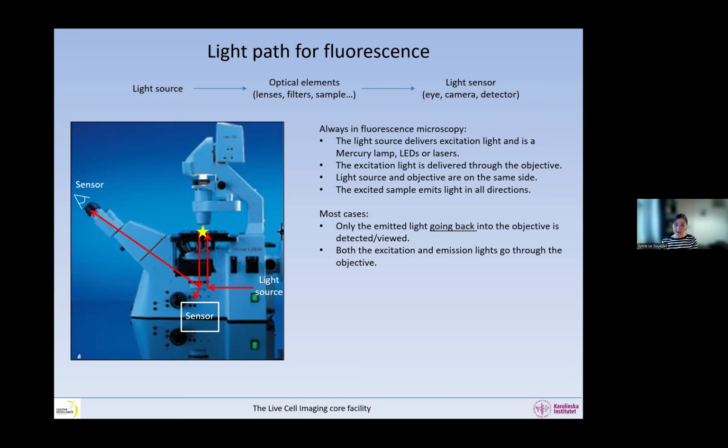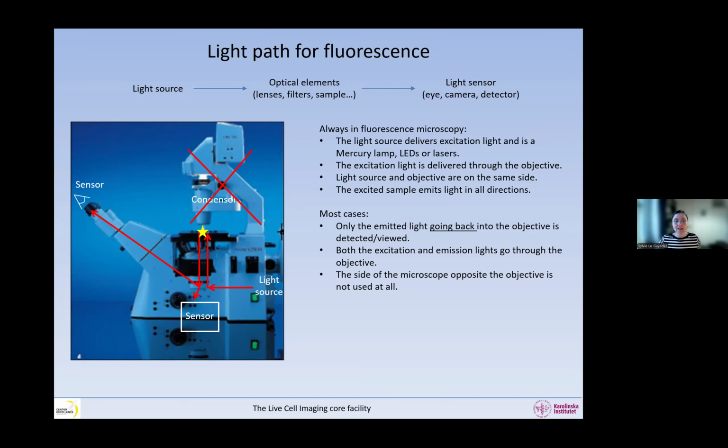Okay? Very unlike transmitted light microscopy. So both of them, excitation and emission, go through the objective. And that means that we do not use at all the other side of the microscope. So the other side of the microscope is only used for transmitted light imaging.